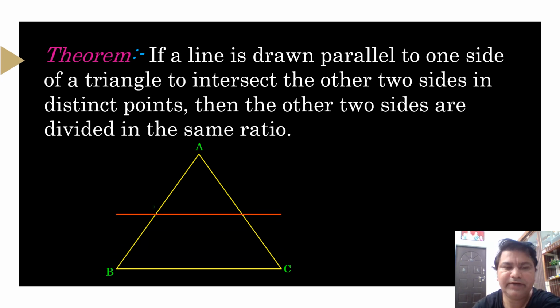Now we have taken a parallel line from the bottom. It is divided at two distinct points. They are D and E. Then the theorem says that the ratio AD by DB is equal to AE by EC.